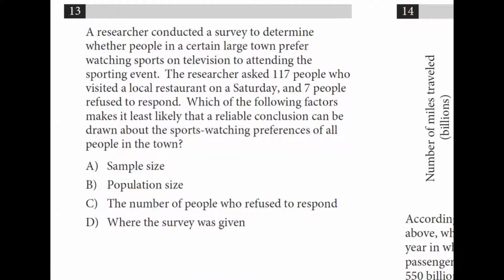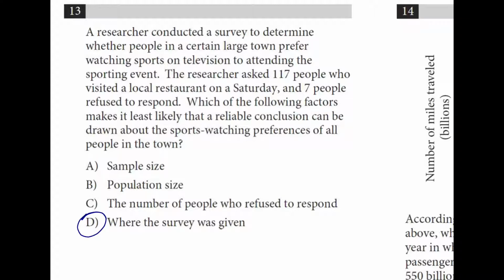Number 13. A researcher conducted a survey to determine whether people in a certain large town prefer watching sports on television to attending the sporting event. The researcher asked 117 people who visited a local restaurant on a Saturday, and 7 people refused to respond. Which of the following factors makes it least likely that a reliable conclusion can be drawn about the sports watching preferences of all people in the town?